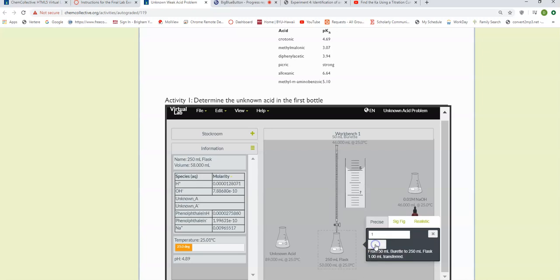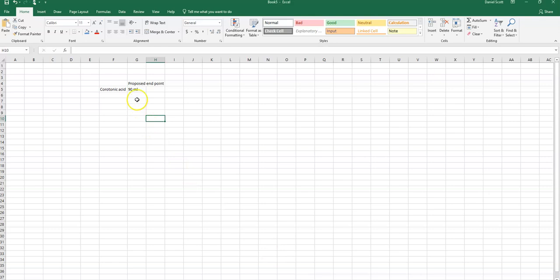5.10? Yes. 5.10, yes, for methyl aminobenzoic. Okay, so it looks like it was about 65.5. That would be 130, right? Is that right? 65, 131. For methylbenzoic, what was it again? Methyl m-aminobenzoic. Methyl m-aminobenzoic acid.